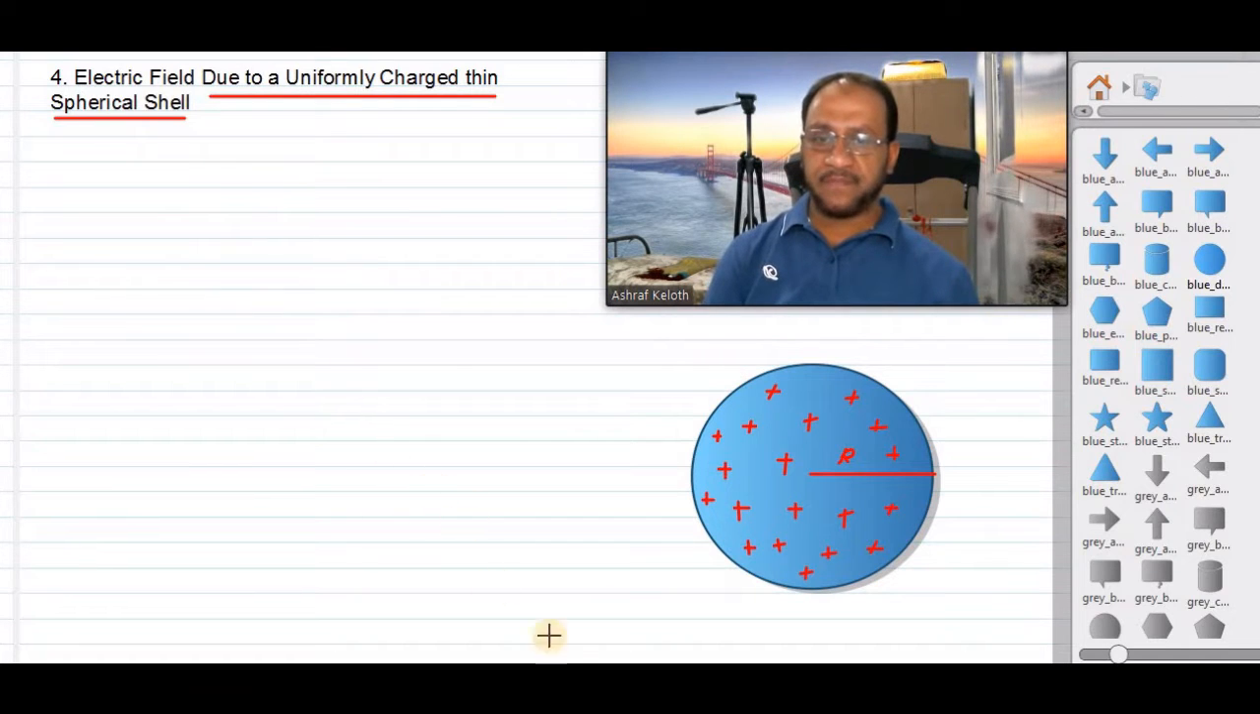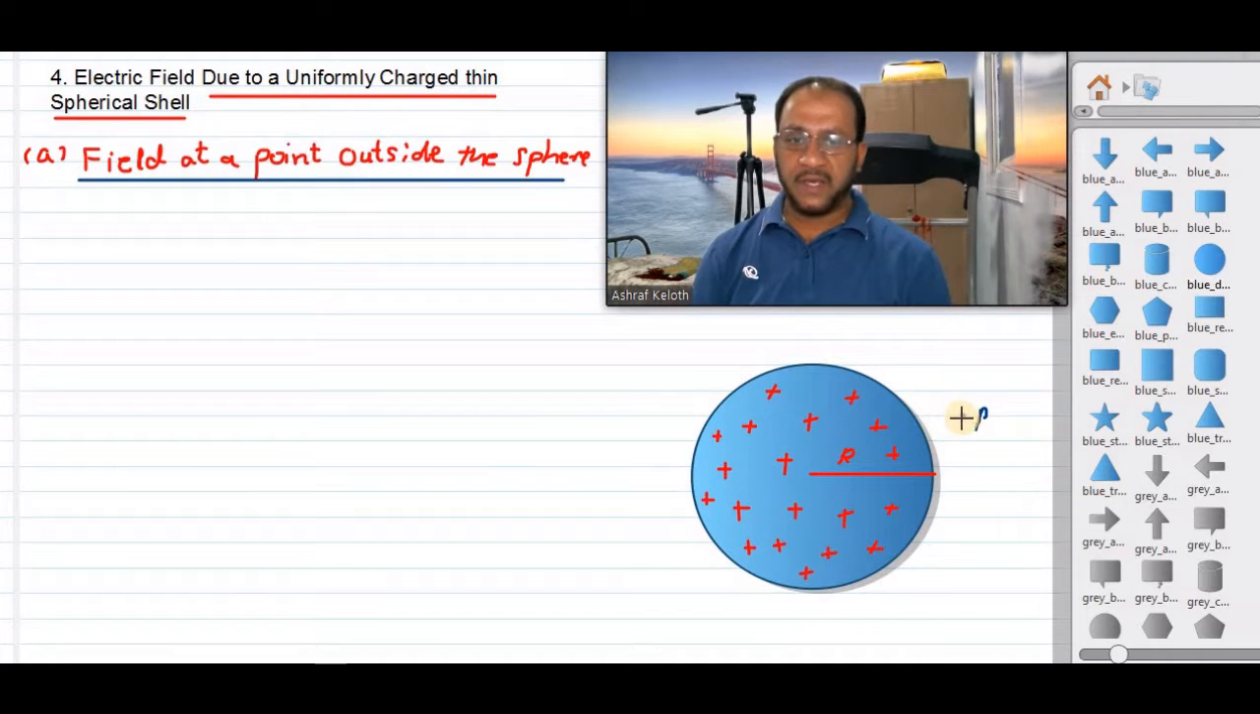We have a uniformly charged spherical shell with sigma coulomb per meter square charge density, and capital R is the radius. Now we need to find the electric field intensity at a point outside the sphere, any point outside. That is case 1. Case 2 is the electric field intensity at a point on the surface of the shell. Case 3 is at a point inside the shell. It is just like a football.